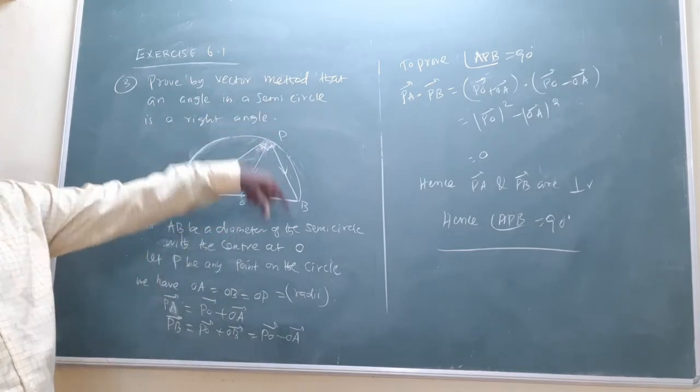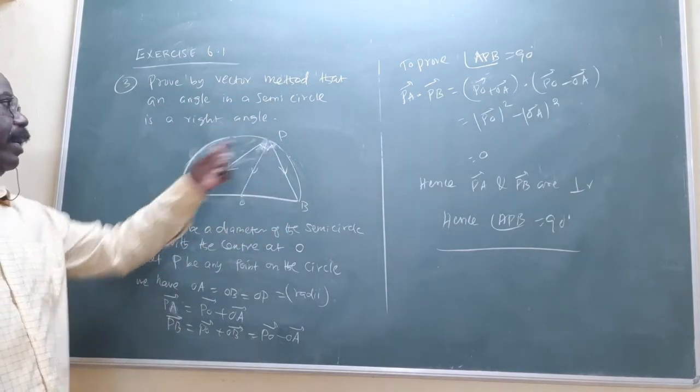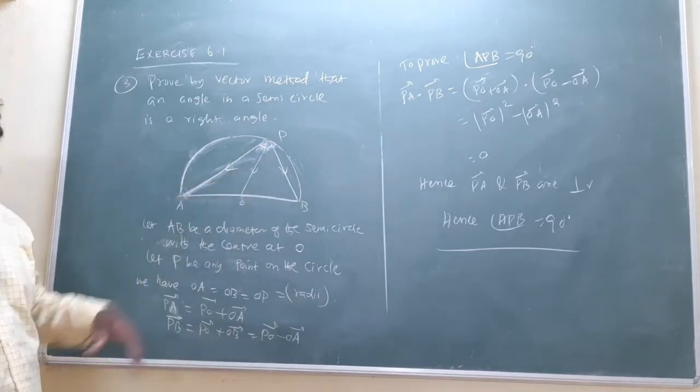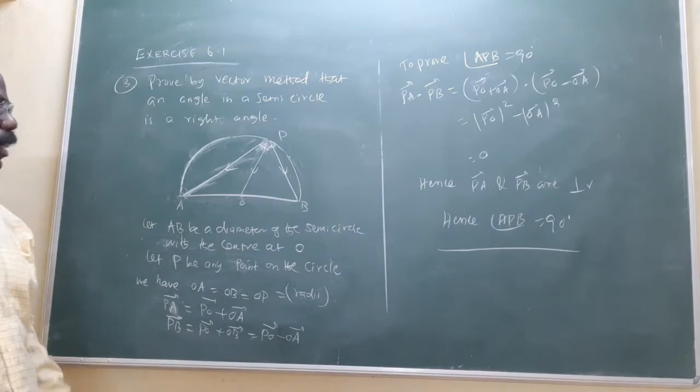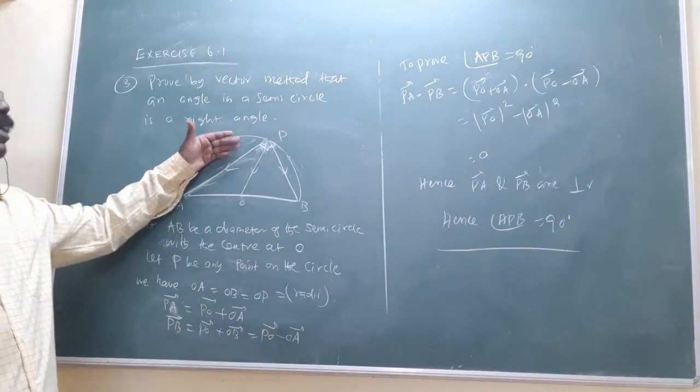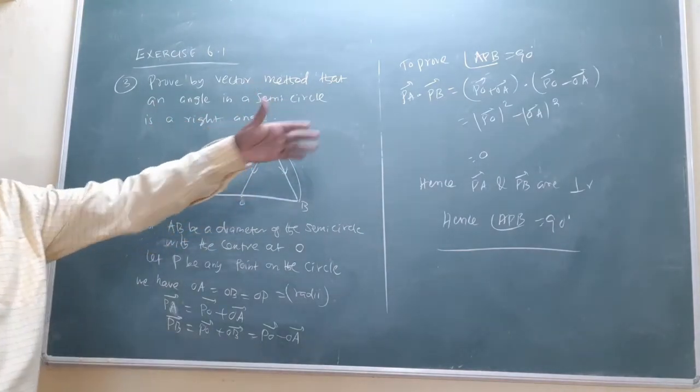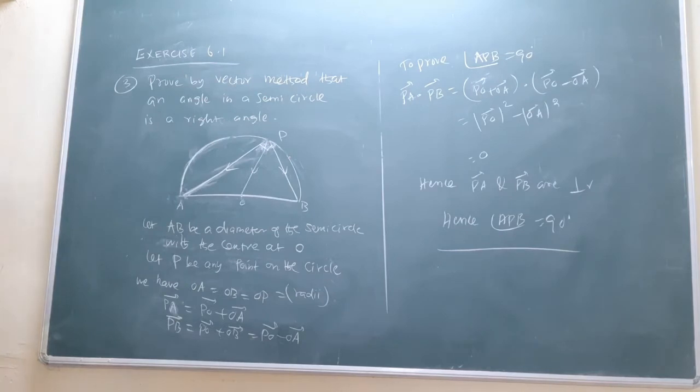P is any point on the circle. Join P to A, P to B, P to O. Here, this is radius, this is also radius. Now you will find PA vector, then PB vector, then dot product, we get 0. That is the answer.